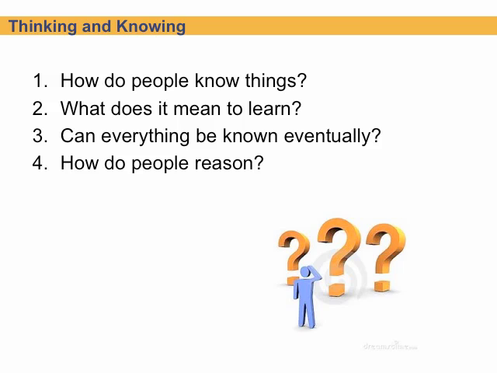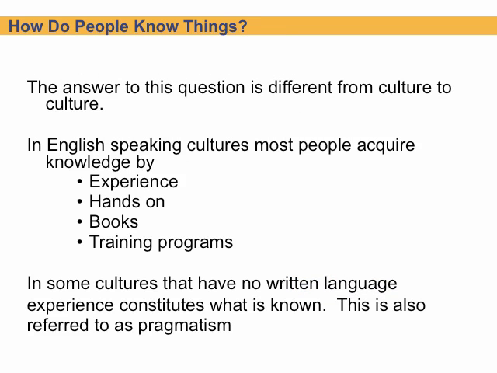So we'll look at thinking and knowing. We'll look at how do people know things, what does it mean to learn, can everything be known eventually, and how do people reason. How do people know things? The answer to this question is really that it's different from culture to culture.